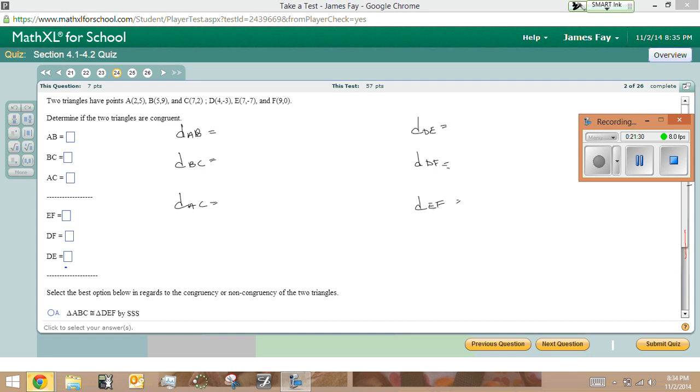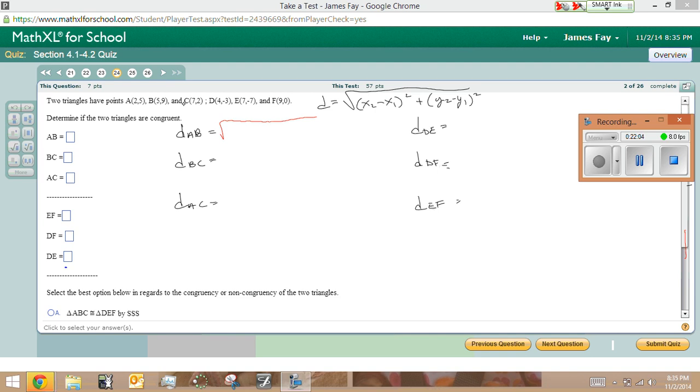Remember the distance formula is x2 minus x1, quantity squared, plus y2 minus y1, quantity squared. Remember, it doesn't matter the order you subtract your x's or your y's, because you're going to square them, they're always going to become positive numbers. So as we do these, I'm going to always try to subtract the smaller number from the larger number.